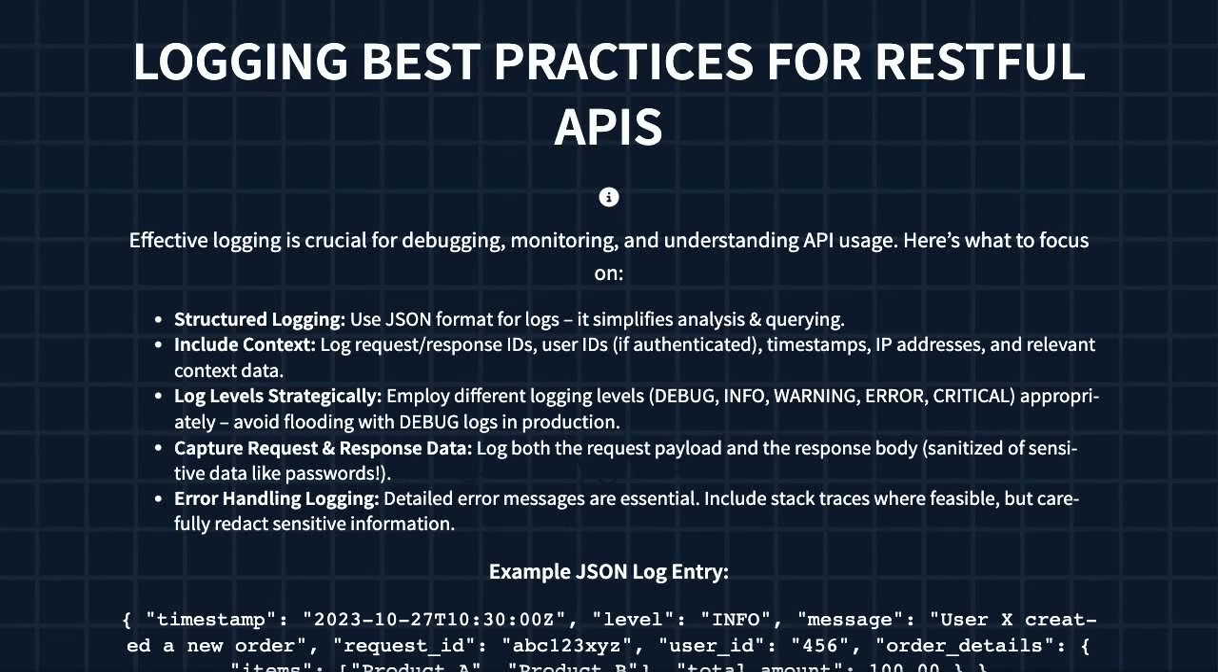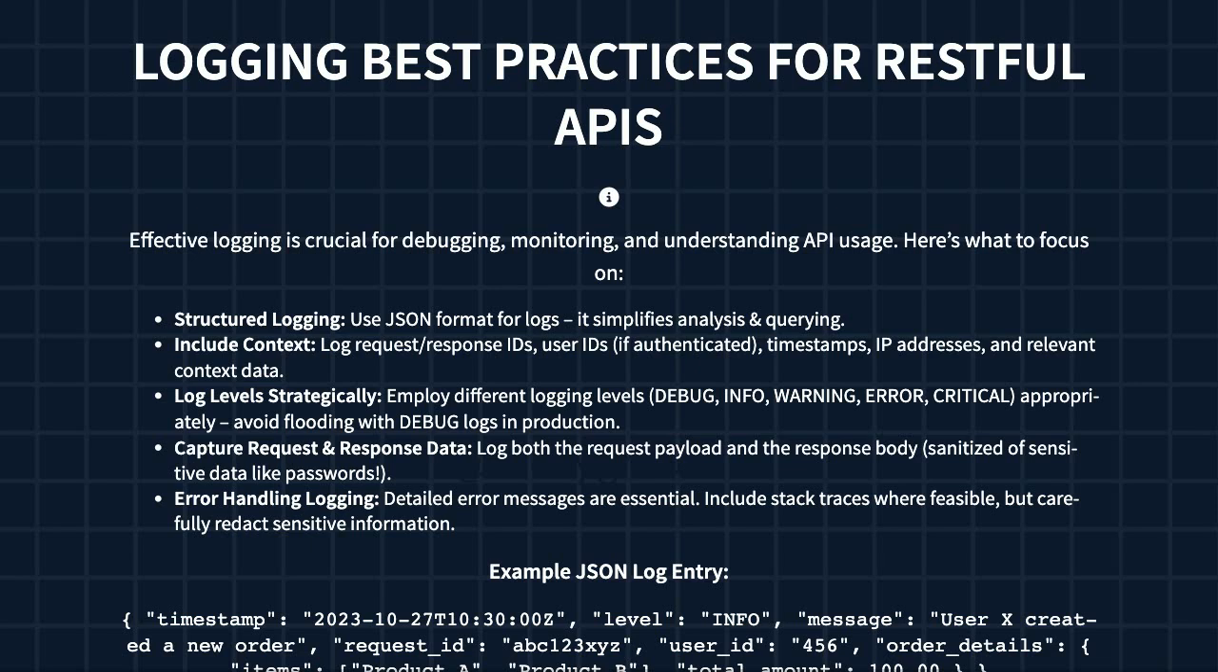Okay, let's talk about logging in RESTful APIs. It's a surprisingly important area, often overlooked. The key is to go beyond simple text logs and really embrace structured logging using JSON format. This makes analyzing your log data much easier. Don't forget context. Include things like request ID, user identifiers if you have authentication, timestamps, IP addresses, and any other details that help you understand what's happening in the API.